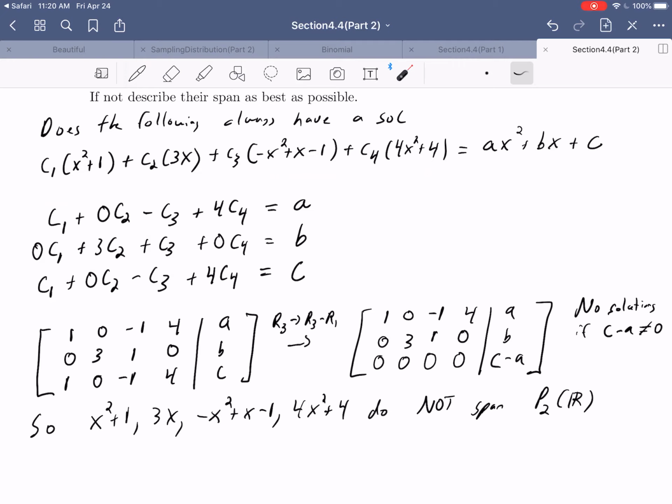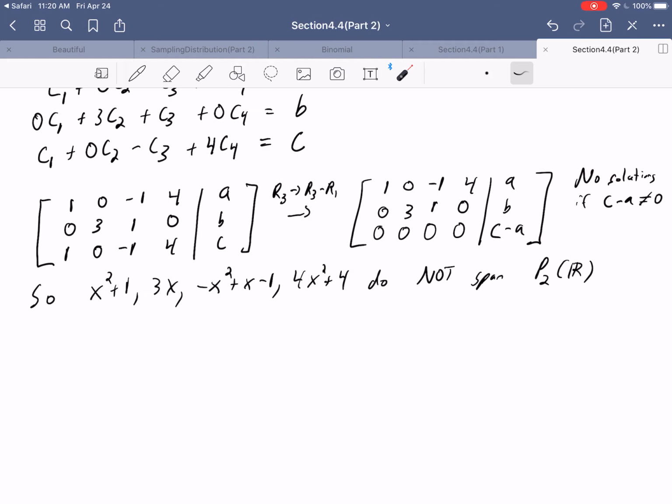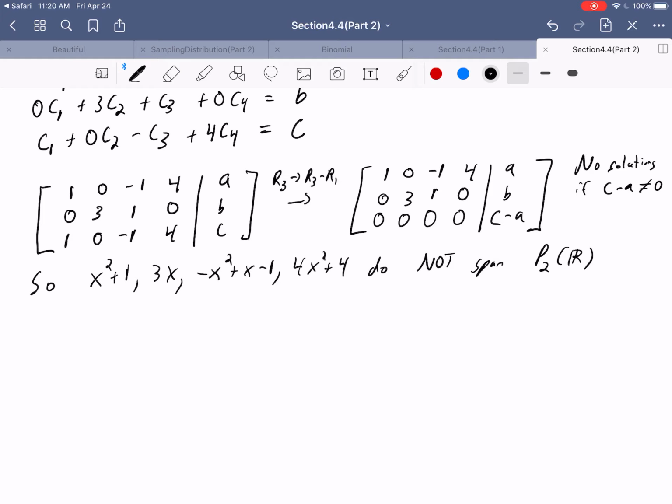Now, I want to do this in sort of 2 ways. I'm going to first do it just like we did earlier in this video, sort of by brute force. And then I'm going to return to what we did here to sort of see that we get the same conclusion. So let's see if we can describe the span, right? So what is the span?